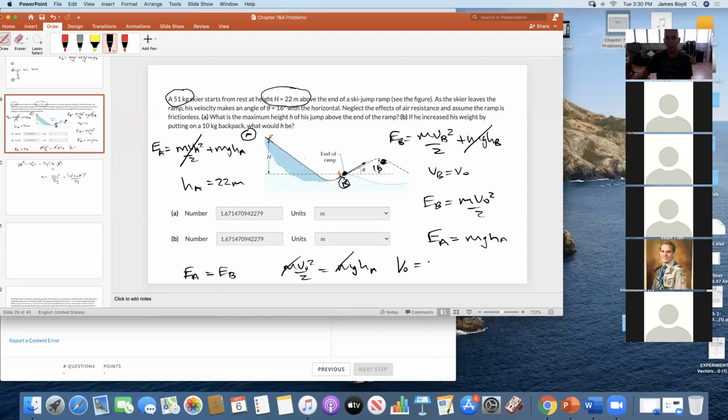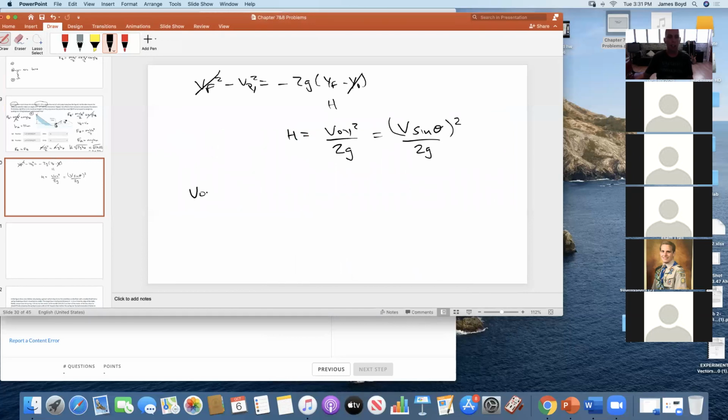V naught is equal to the square root of 2gHA, which is the square root of 2 times 9.8 times 22. I get 20.77, let's call it, meters per second. All I did was find the energy here, get my variables. H was 0 here, H was 22 here, V was 0 here, V was unknown here. Set A and B equal to each other and solved.